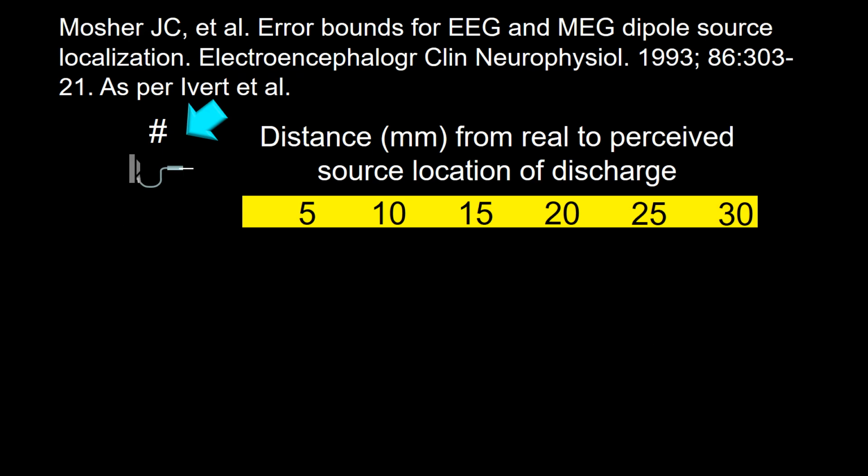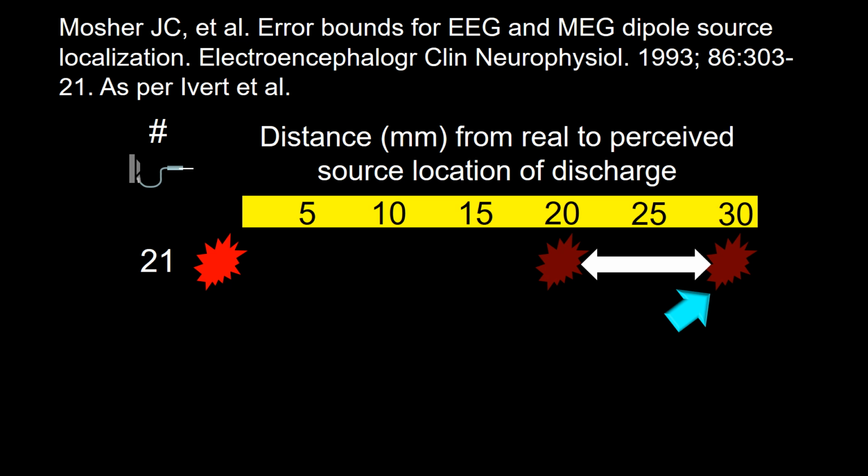The first column in this frame indicates the number of electrodes being used. The number in the yellow bar indicates the distance in millimeters between the real source and the perceived source. When using 21 electrodes, the distance between the real source indicated by the arrow and the perceived source could be as little as 20 millimeters to as much as 30 millimeters.